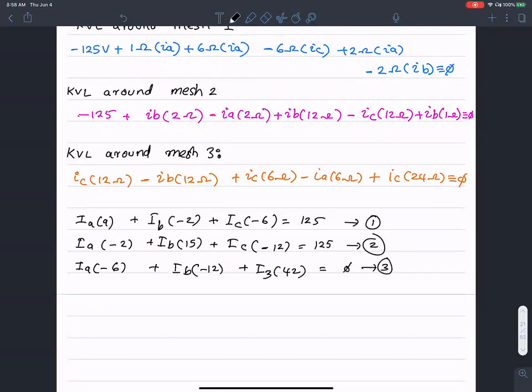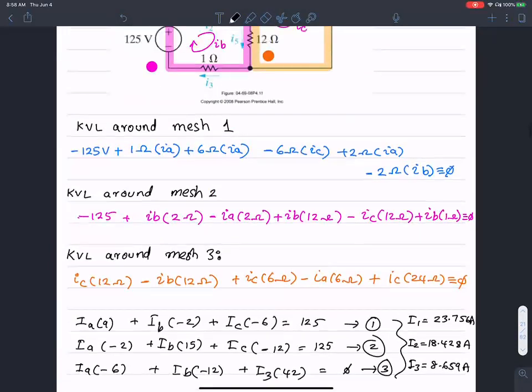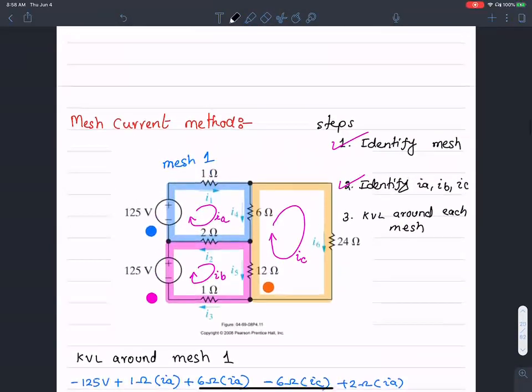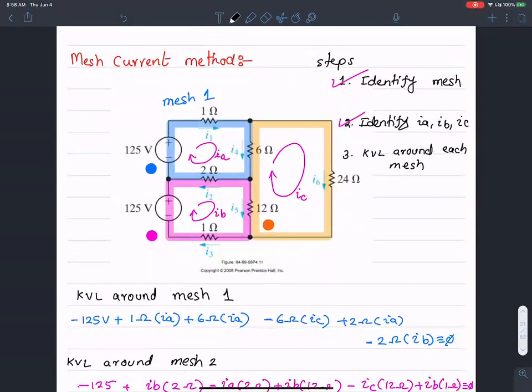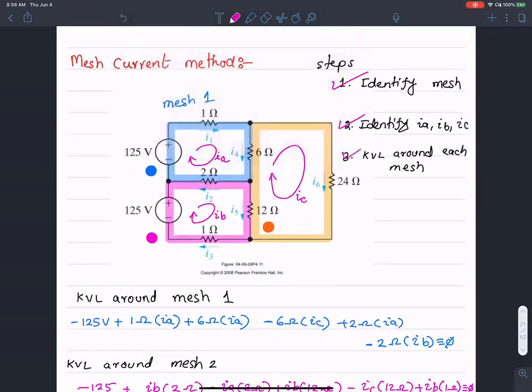That's number 3. Okay, 3 equations. Solve for the equations. I1 should come out to be 23.756 amperes. Okay, I2 is 18.428 amperes, and I3 will come out to be 8.659 amperes. Okay, so a straightforward exercise once we know the different steps that we want to follow.